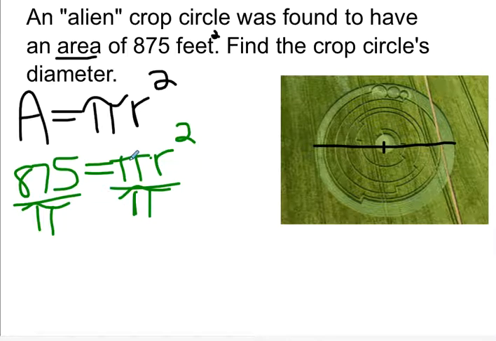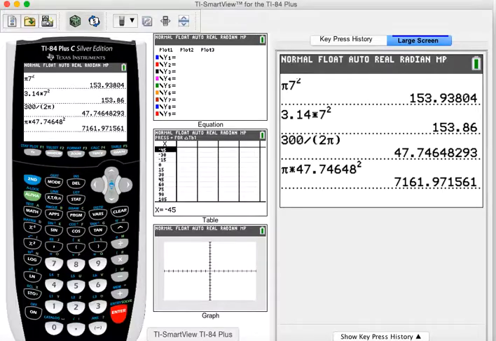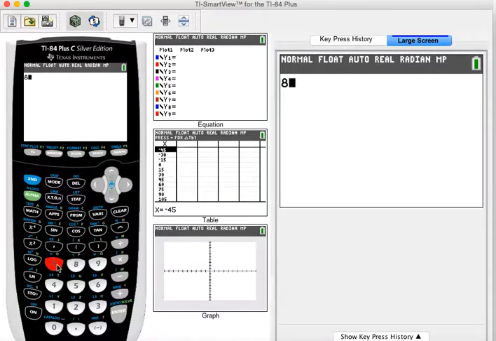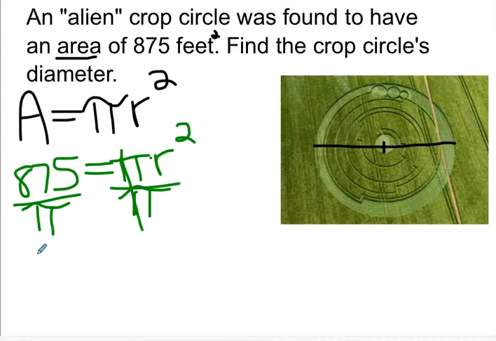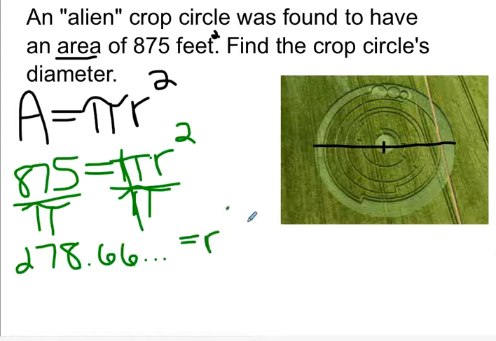And I can do that right on my calculator. This would cancel those ones out. On my calculator, I could do 875 divided by pi. If you have the button pi, you can use it. I'm just going to use 3.14 to approximate it. And I get 278.6624, and so on. So 278.66, and there's a few more decimals after that, which we're going to keep, is equal to r squared.